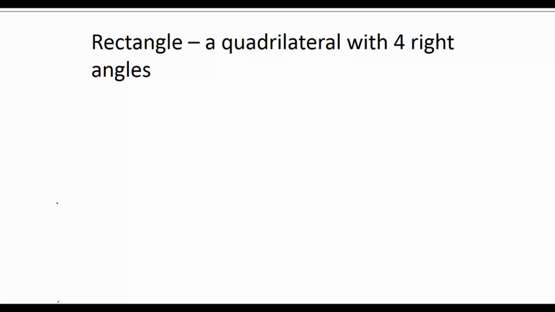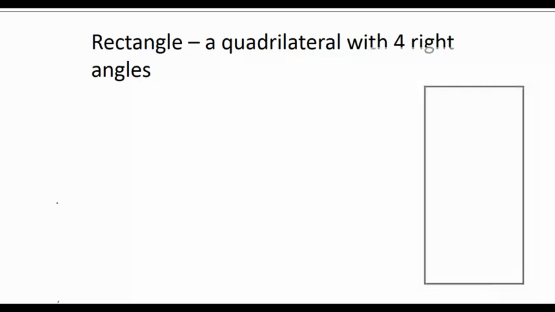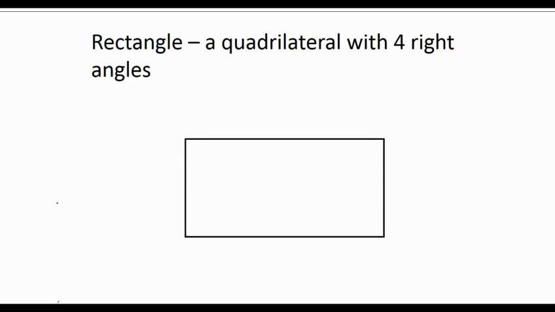So let's talk about a rectangle. A rectangle is a quadrilateral with 4 right angles. So there's a rectangle, and you can see all 4 of those angles are right angles. They're 90-degree angles, and that's what makes it a rectangle. Now, a rectangle is also a parallelogram because it has 2 pairs of opposite sides that are parallel and congruent. But a rectangle is a quadrilateral with 4 right angles.